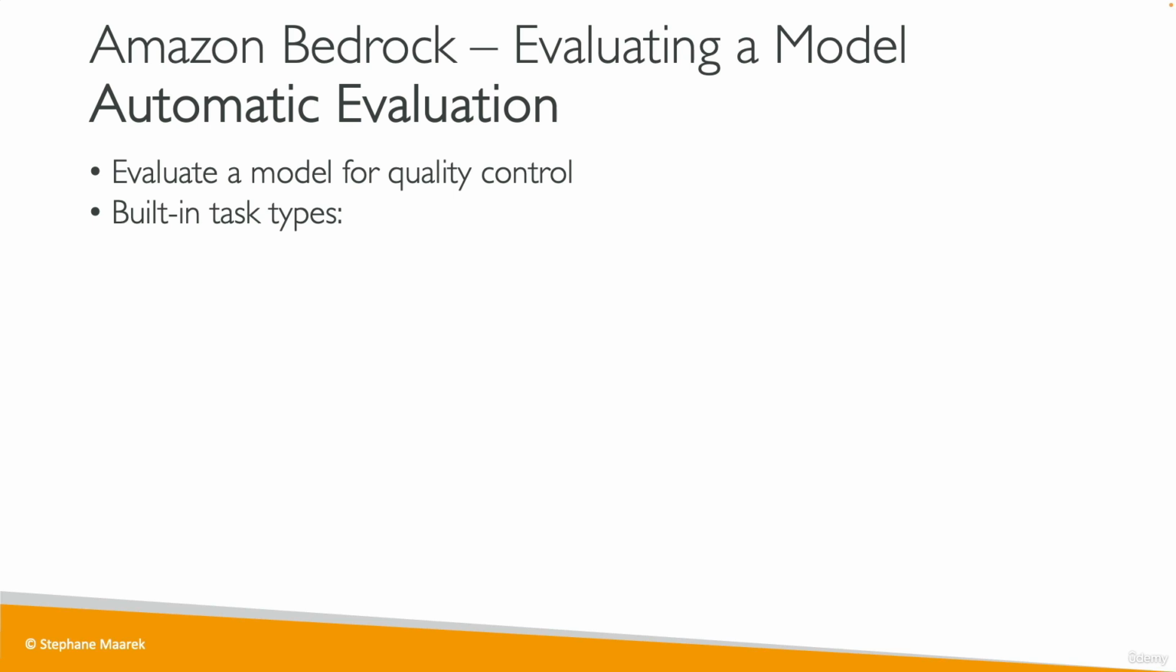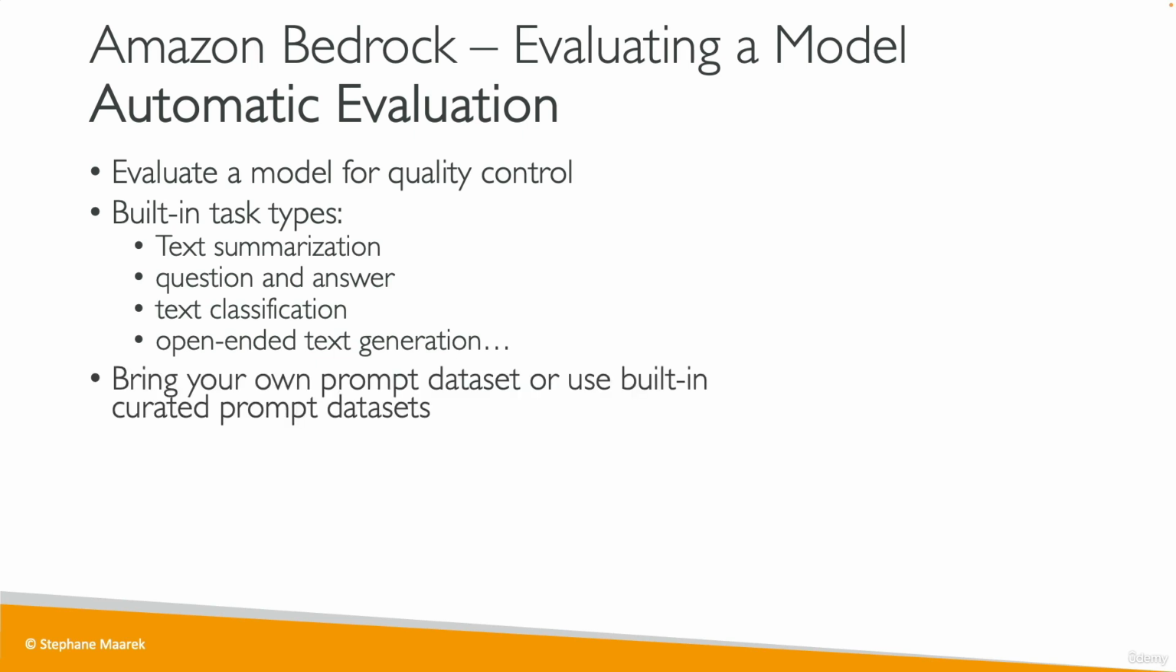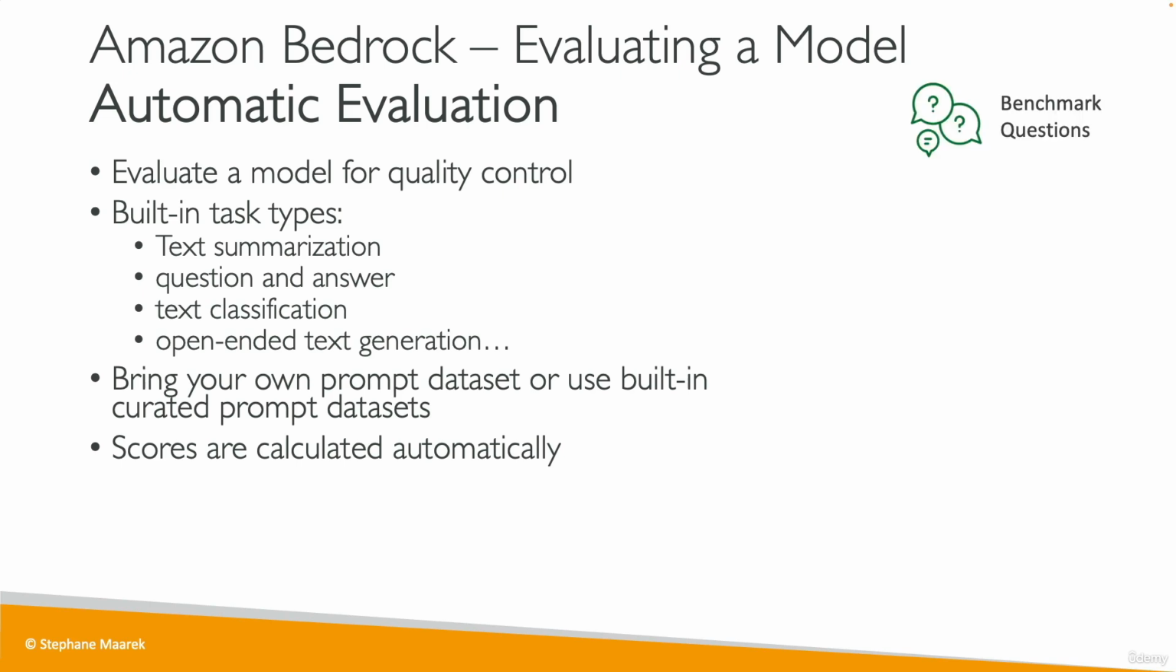So you have some built-in task types, such as, for example, exercises on text summarization, question and answer, text classification, or open-ended text generation. And so you're going to choose one of these task types, and then you need to add a prompt dataset, or you can use one of the built-in curated prompt datasets from AWS on Amazon Bedrock. And then, thanks to all this, scores are going to be calculated automatically. So let me show you what I mean in a diagram so you really understand what happens.